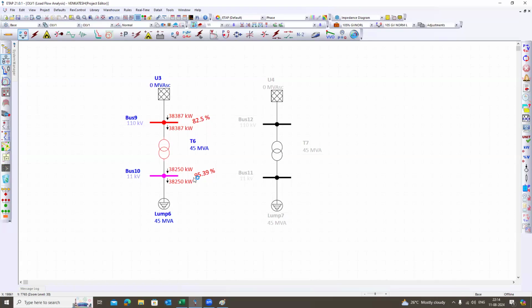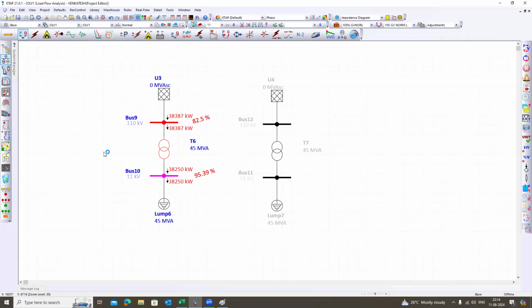Okay, sir. Yes, sir. This way you can do that. Anything else? If it is clear, whatever we have discussed up to the load flow, if people have any doubts they can ask. From next week onwards, we will start the short circuit.